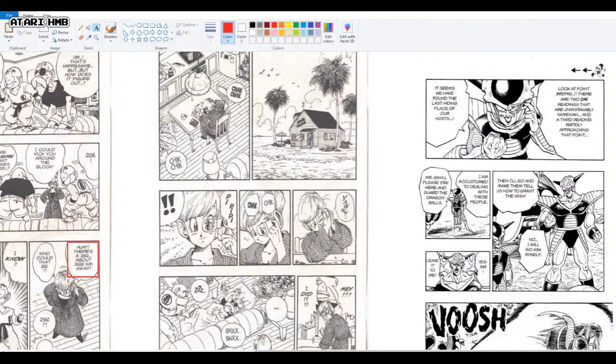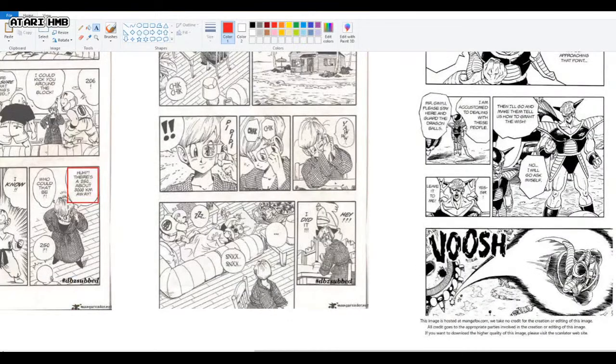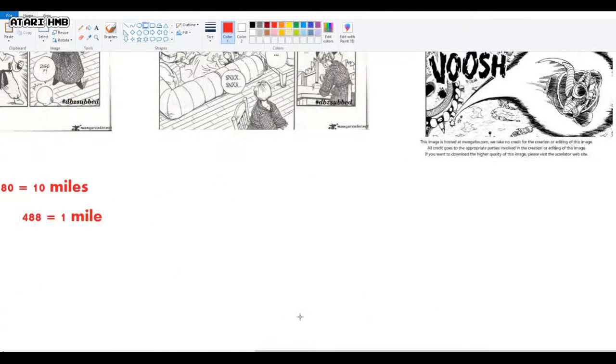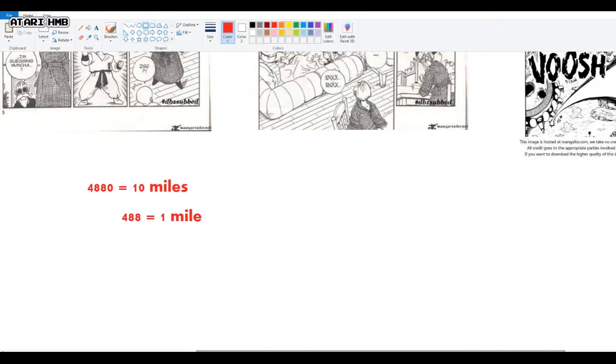Here's their official scan. Look at the point. 8,829,401. There are 2 chi readings that are unmistakably Namekian, and a third reading rapidly approaching that point. Namek has 3 stars, or 3 suns. This is important, not only because Namek has 3 suns. This is scary because look at how big that number is. Even if it's not the same numeric system Bulma used, even if I lowball it to this, let's see here.